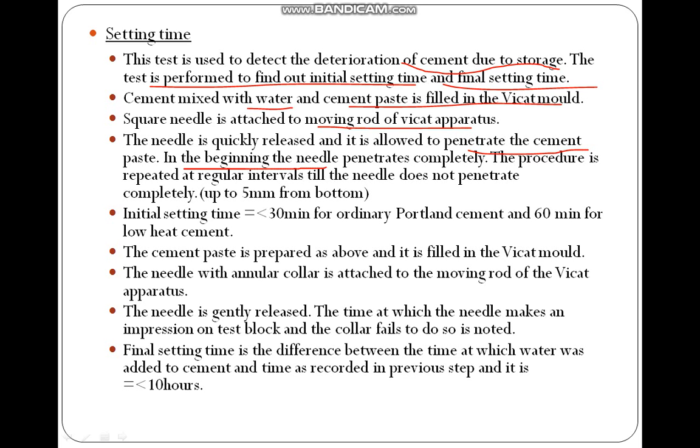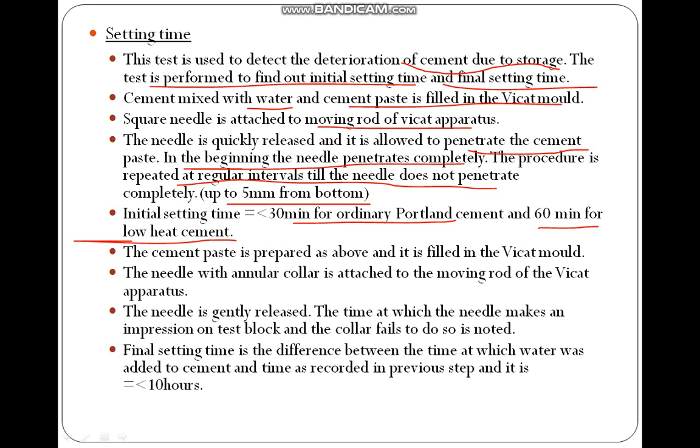In the beginning, the needle penetrates completely. The procedure is repeated at regular intervals till the needle does not penetrate completely. Up to 5 mm from the bottom is needed. So initial setting time should be less than or equal to 30 minutes for ordinary Portland cement and 16 minutes for low heat Portland cement.